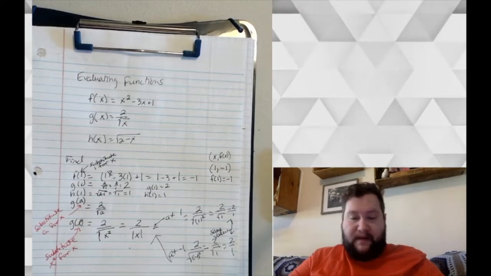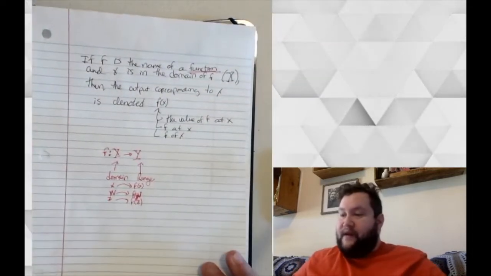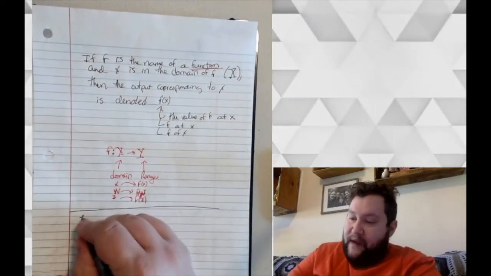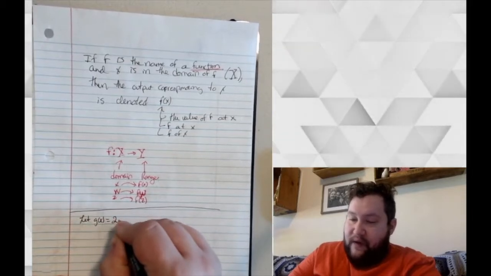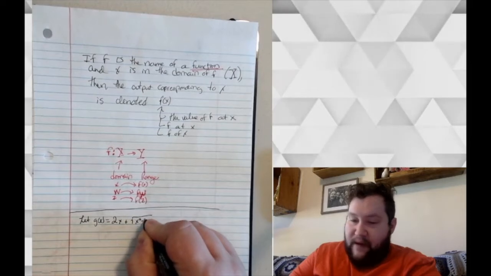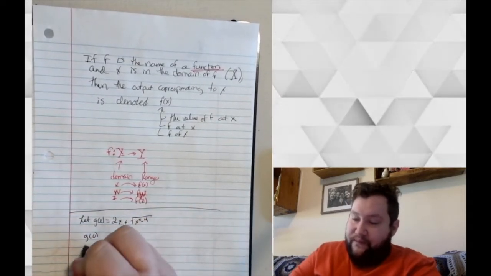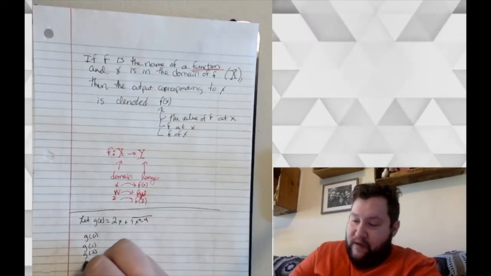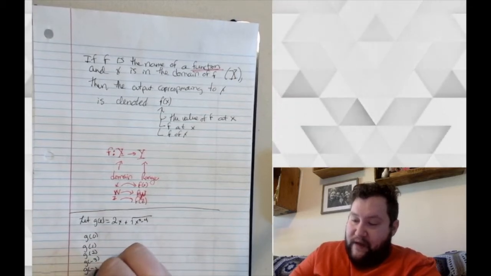And I'm going to go back to this previous page just because I have a little bit more room. So let g of x equal 2 times x plus the square root of x squared minus 4. And we're going to find this at g of 0, g of 1, g of 2, g of negative 3, and g of negative x.